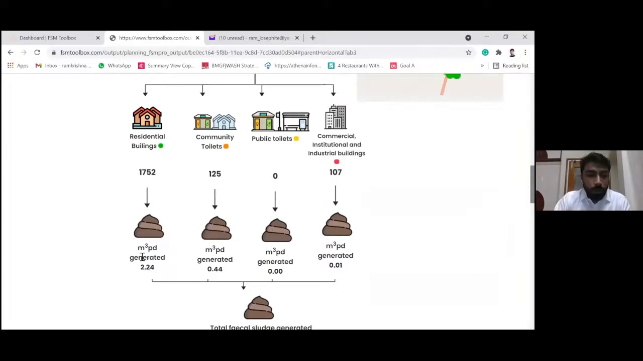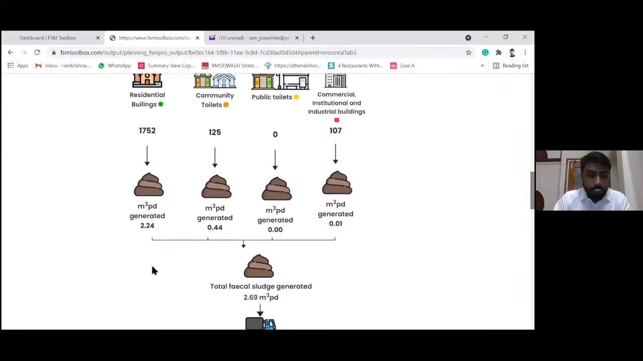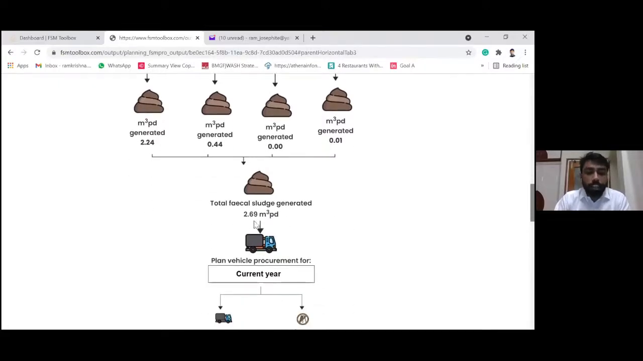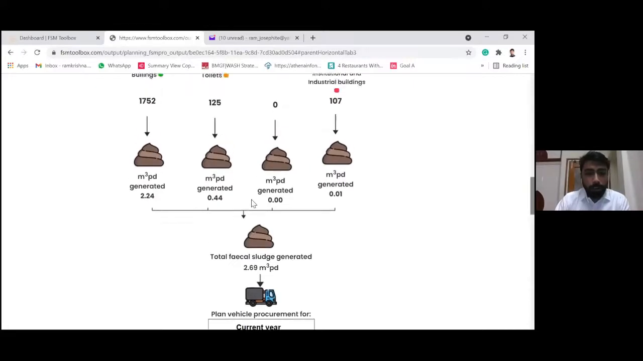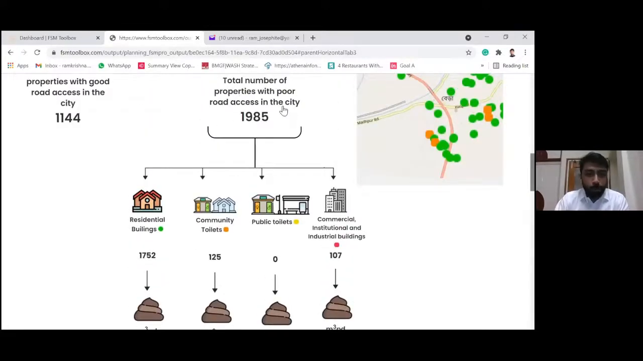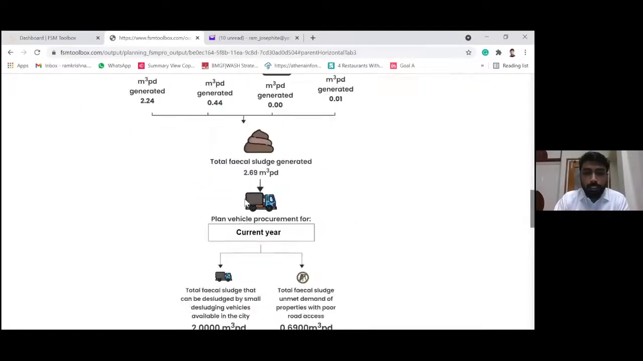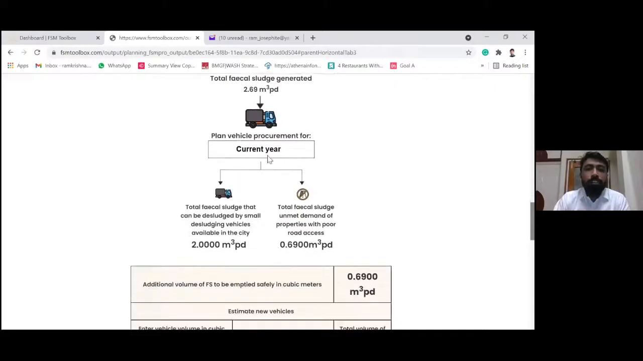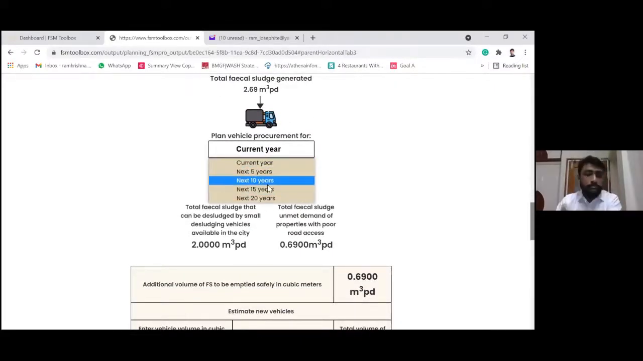So it will tell you, per KLD or per cubic meters per day, what is the fecal sludge generated, and the total fecal sludge generated for that particular category of properties located in poor road access or good road access. And you can plan it for the current year, for the next 5 years, short term, 10 years, medium term, or 15 years, or a long term period like 20 years as well.